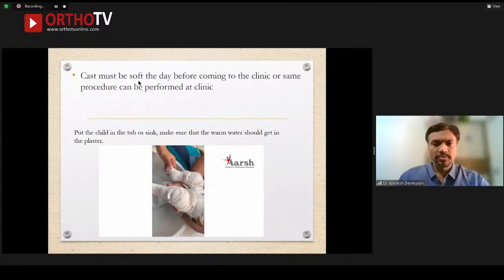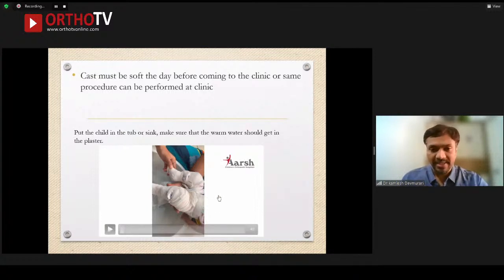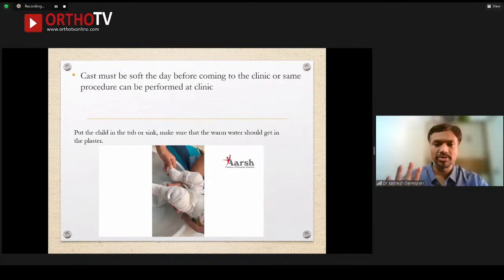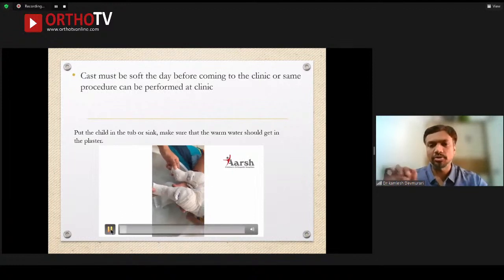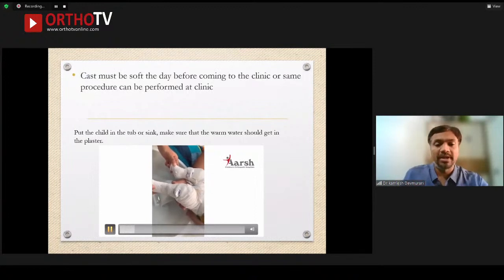Yeah. So most of the time we are using plaster of Paris. So before the cast, it must be stopped the day before we come to the clinic, or for the second plaster. So the same procedure we can perform at the clinic. We are using plaster of Paris and not using fiber cast right now. So what we do at the clinic, put the child in a tub or sink, and let the warm water get into the plaster. It should be properly wetted.